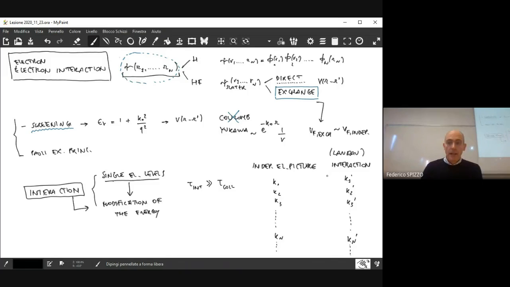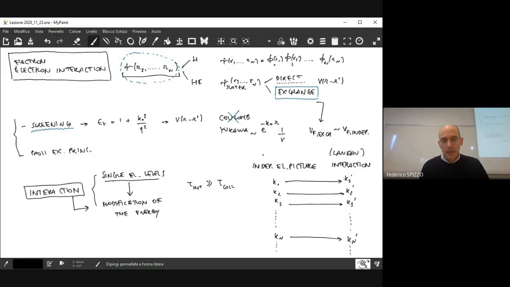So the idea is, as long as it is possible to maintain a correspondence between single electron levels in the independent electron approximation and single electron levels in the interacting electrons approximation, so as long as you may suppose that the effect of the interaction is just a sort of perturbation of the independent electron picture, then this single electron approximation is still valid.